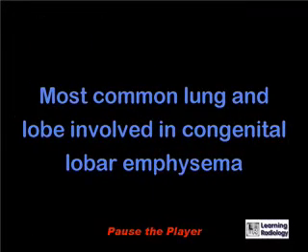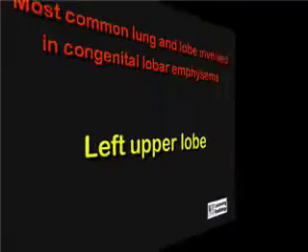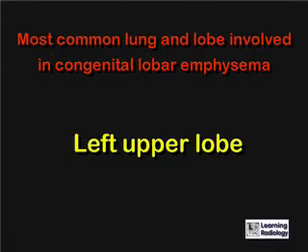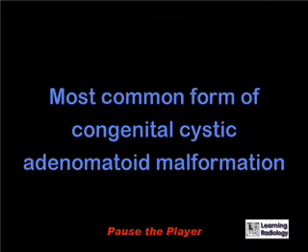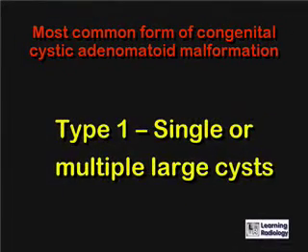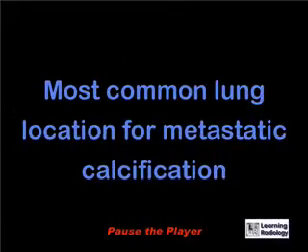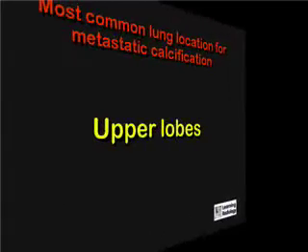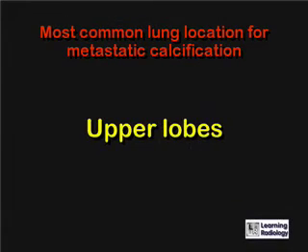What is the most common lung and lobe involved in congenital lobar emphysema? The left upper lobe. What is the most common form of congenital cystic adenomatoid malformation? Type 1, with single or multiple large cysts. What is the most common lung location for metastatic calcification in renal disease? The upper lobes.